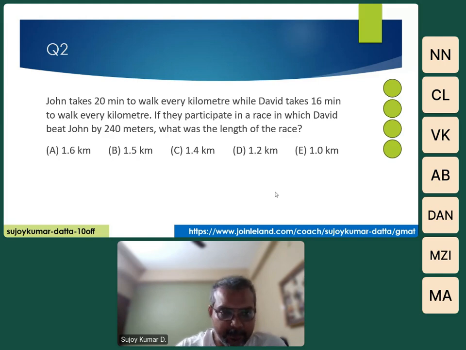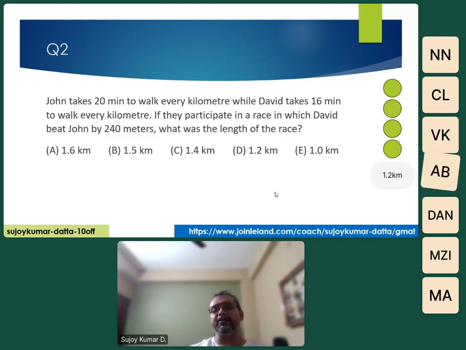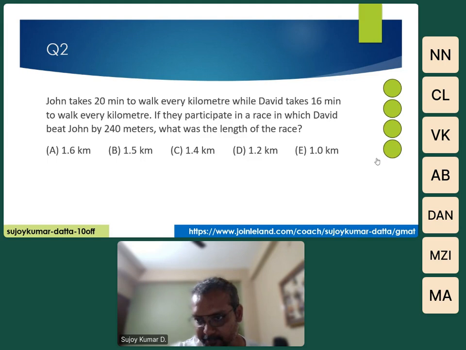Anyone with the answer? No? 1 kilometer, okay. That's not right. Okay, so what's the approach? How did you approach this? So what are the speeds? Did you figure out the speeds? Yeah, okay. 1.2 is good. 1.2 is the correct one.